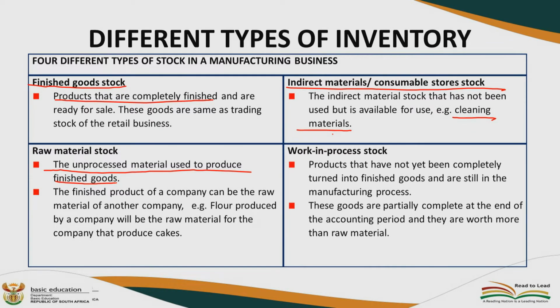Lastly, boys and girls, I have the fourth type of stock, which is what we call the work in process stock. All right? Work in process stock. As I had said earlier on, these are products that have not yet been completely turned into finished goods and are still in the manufacturing process. We're still working on them. Or we can say these are goods that are partially complete.